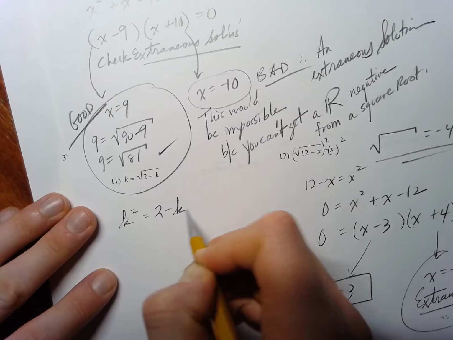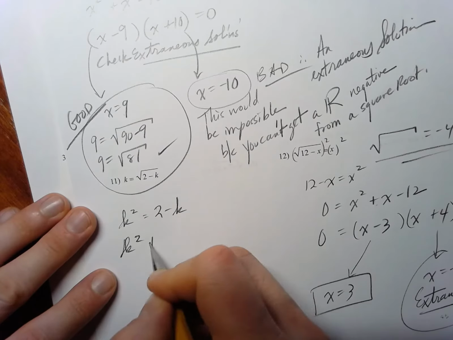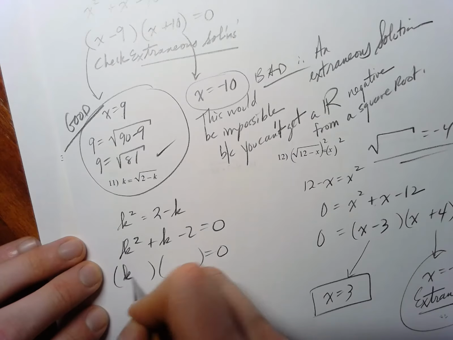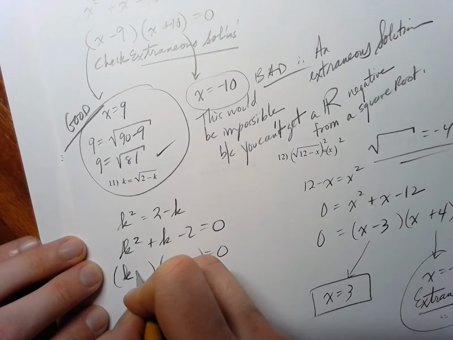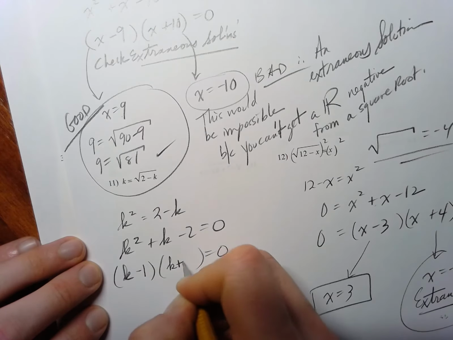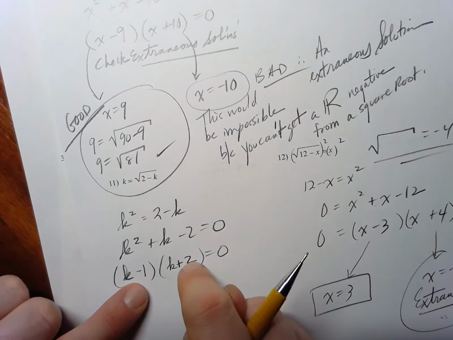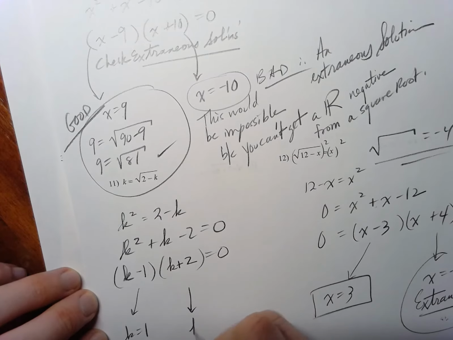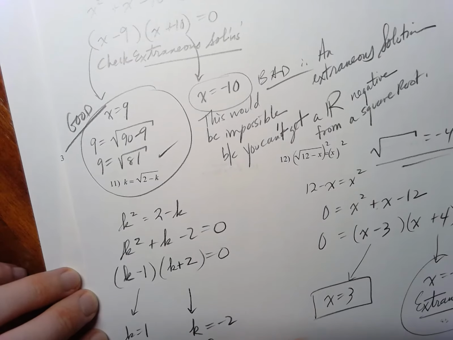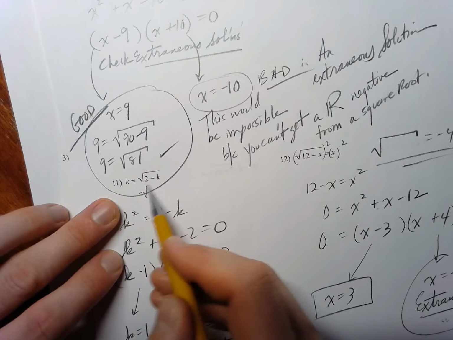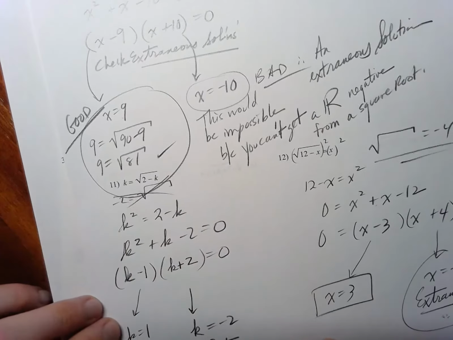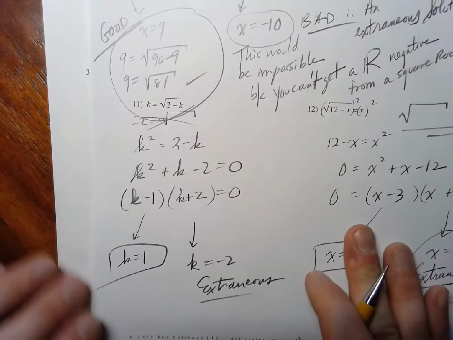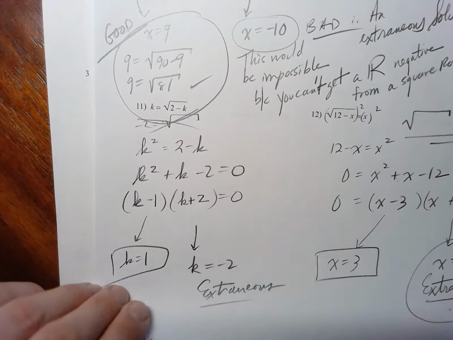k squared equals 2 minus k, so k squared plus k minus 2 equals 0. I know that I can factor that into k minus 1 and k plus 2. Right? Minus 2 plus 1. So this is going to mean k equals 1, and this is going to mean k equals minus 2. That's going to be extraneous, because again, it would be saying that the square root equals minus 2. That can't work. This is extraneous, and this one is a good answer. Oops, sorry, I went off the page there. That one's a good answer.